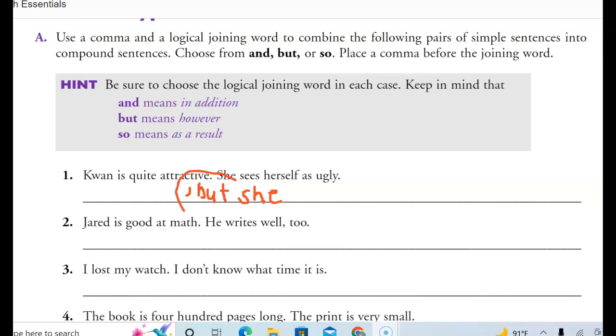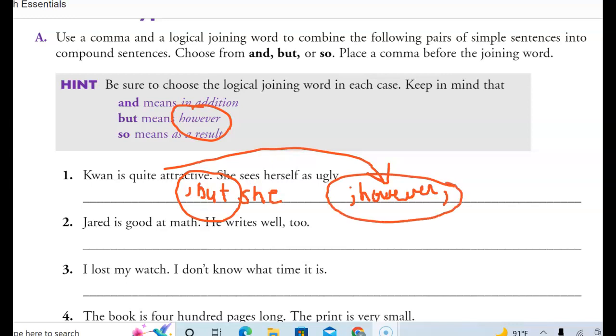If we didn't want to use the but here, we could use however. But if we're going to use however instead of a comma, we're going to put a semicolon. Kwan is quite attractive; however, she sees herself as ugly. So this is just to add a different texture, more variety to your sentence structure. So if you see yourself using but a lot, maybe throw in however.